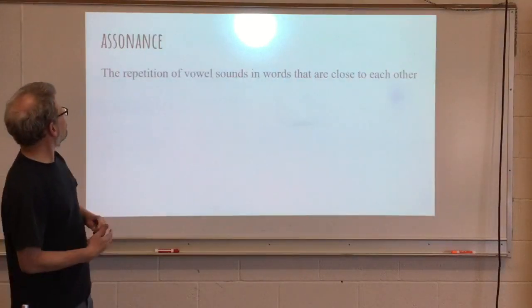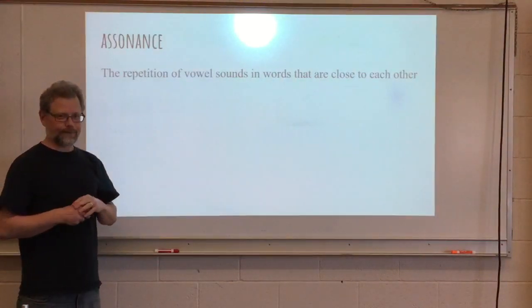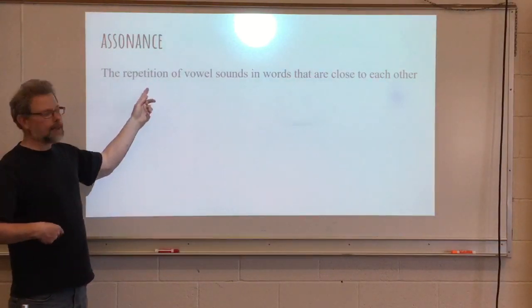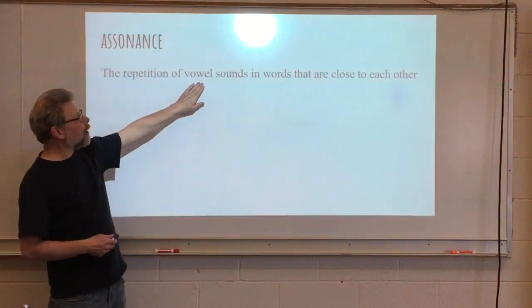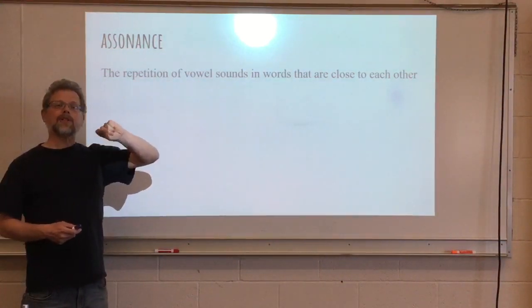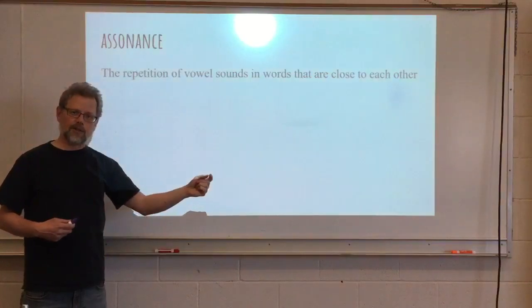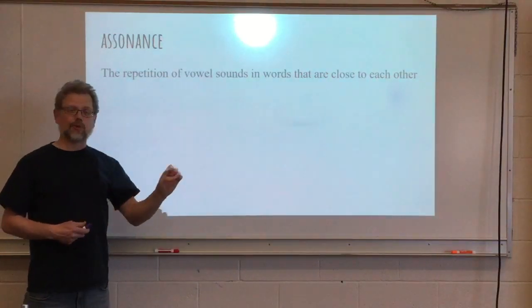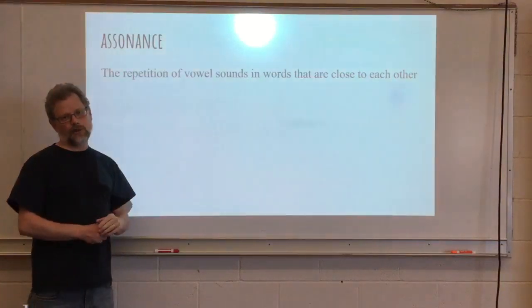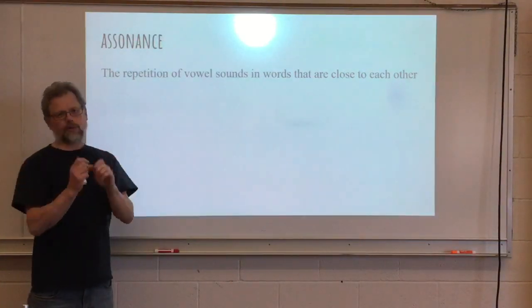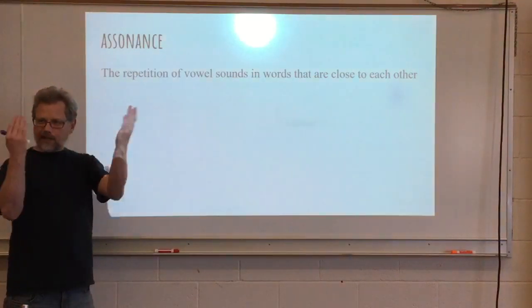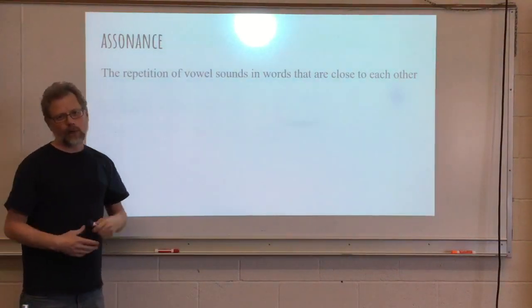Number 3, assonance. Assonance is also repetition, but it is repetition of vowel sounds. Remember, alliteration was repetition of consonant sounds, especially at the beginnings of words. Assonance is repetition of vowel sounds in words that are close to each other. Close enough that we recognize, I'm getting that sound again. We haven't forgotten it.